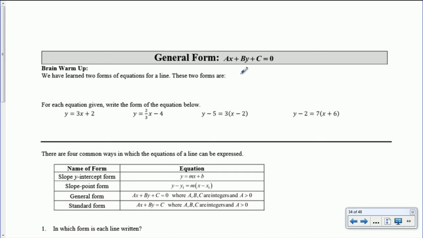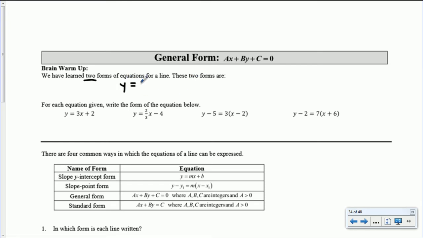Hello everyone. Today we're going to be going over general form. So it's just a different way to express an equation of a line. We've looked at two already. You may want to just pause the video and see if you can remember them. But they're also on the video or on the formula sheet.